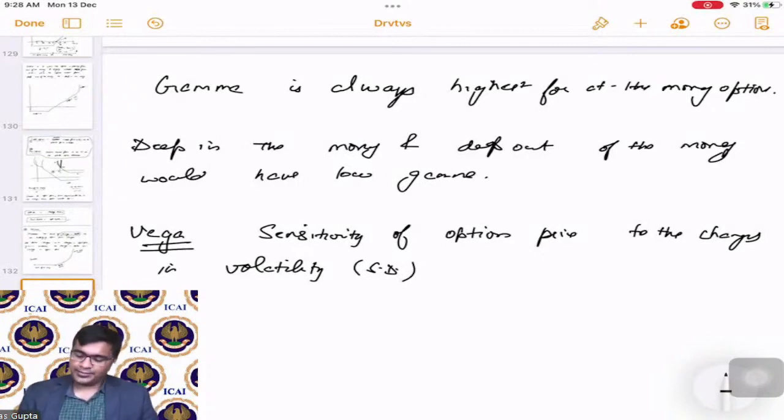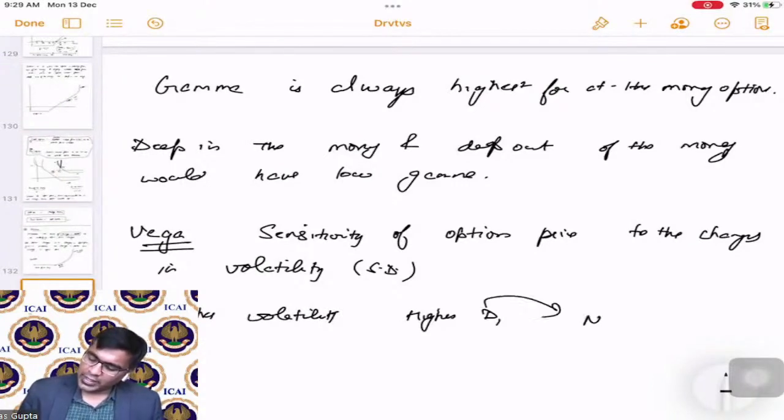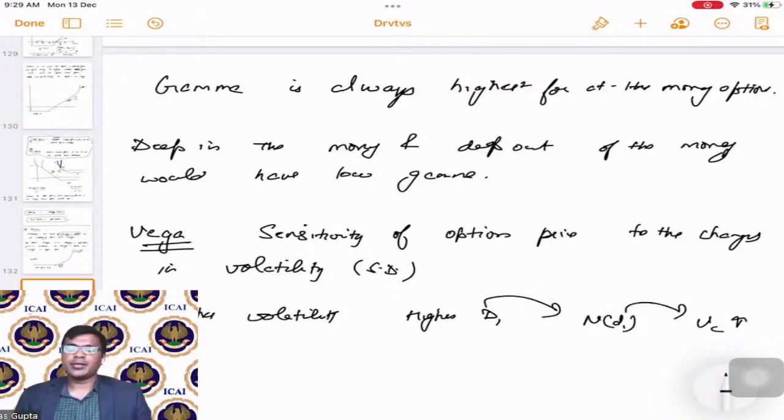Higher the volatility. Now, all of you can tell because we have already discussed this. Higher volatility will mean higher D1. Higher D1 will mean higher ND1, and higher ND1 will mean value of call will also be higher. Correct. So the value of call will be higher in case that D1 is higher because of higher volatility. So it has a positive relation.